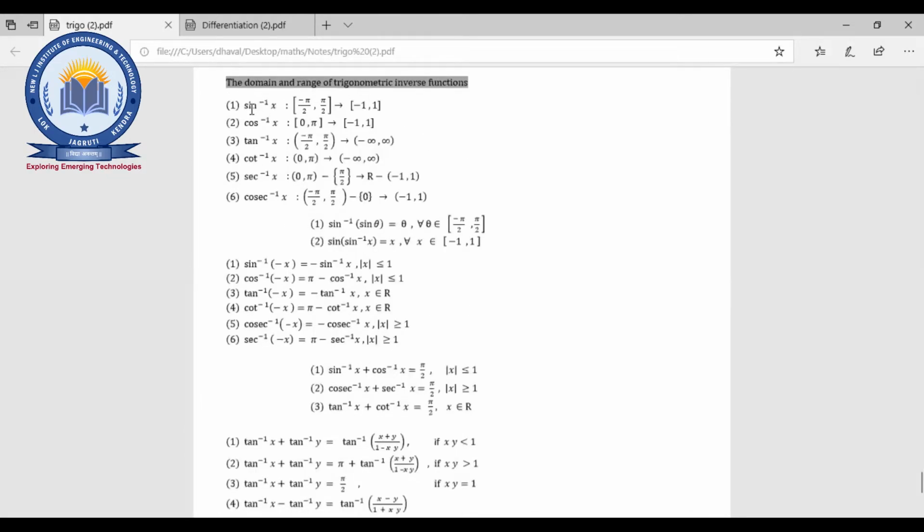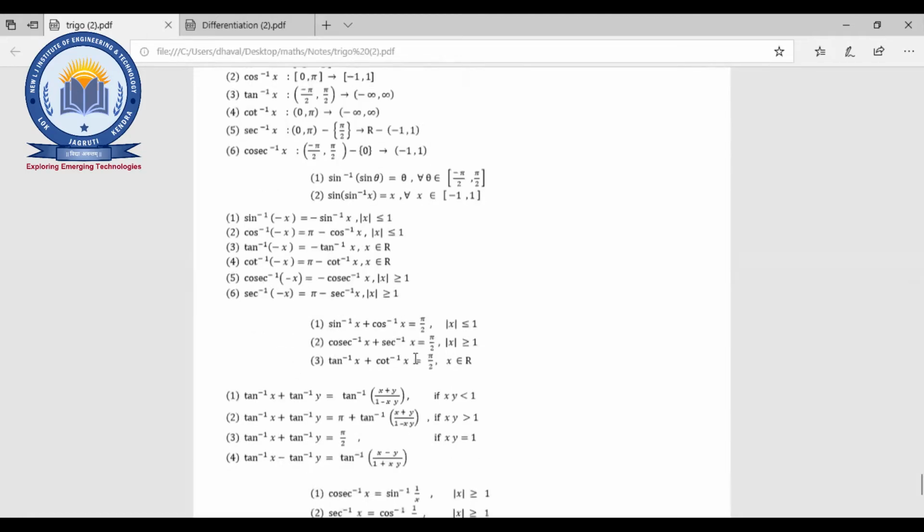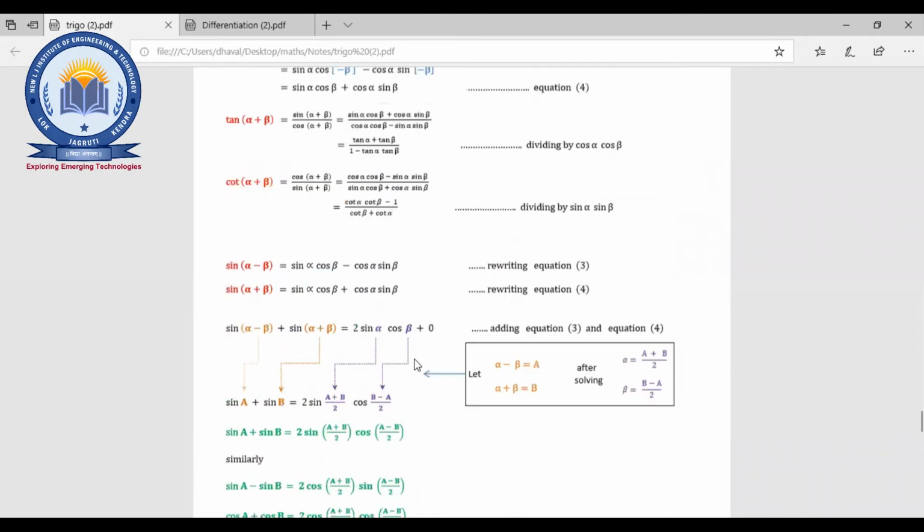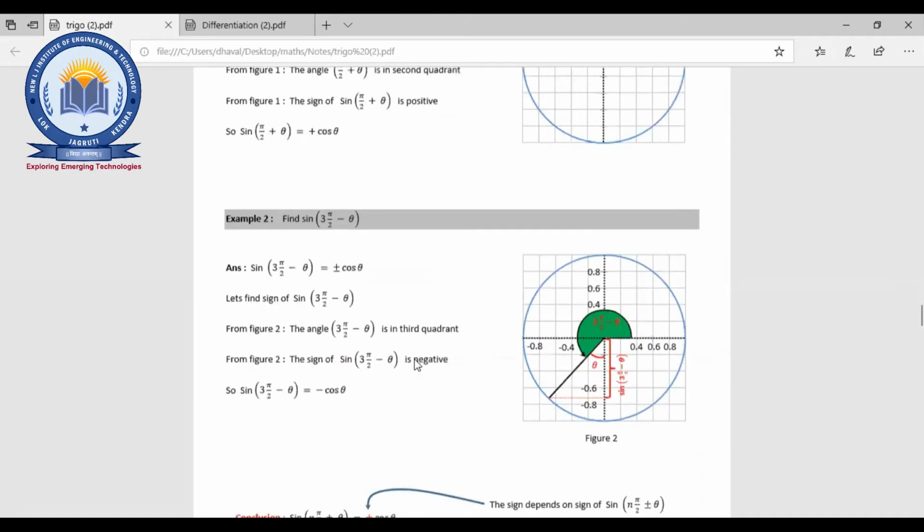You need not mug up or remember that much, but sine inverse x in the range of minus pi by 2 to pi by 2, the values are supposed to be in between what? Minus 1 to 1, in that way, right? So these are the inverse functions with that range, right? This thing we have learned in trigonometry, okay?